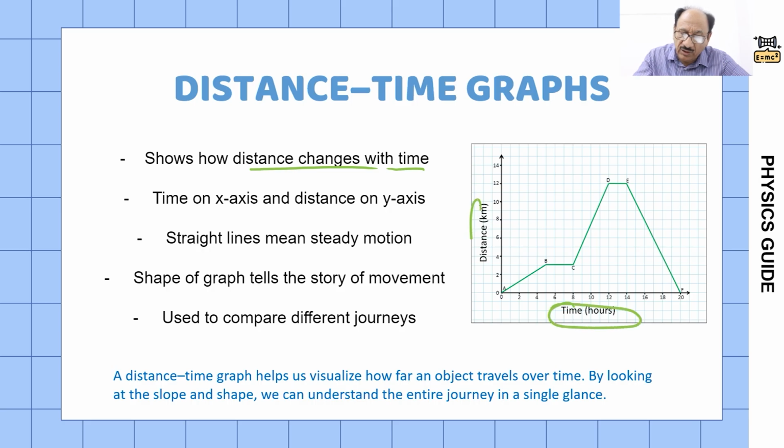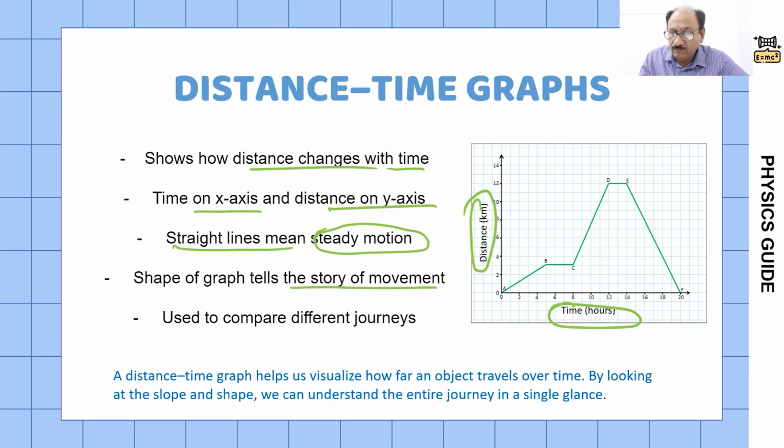Further, a distance time graph shows how distance changes with time. Distance is on the y-axis and time always on the x-axis. It can be in hours or minutes or seconds, whatever, according to the situation. Time on the x-axis, and distance on the y-axis. A straight line means steady motion. The shape of the graph tells the story of the movement.